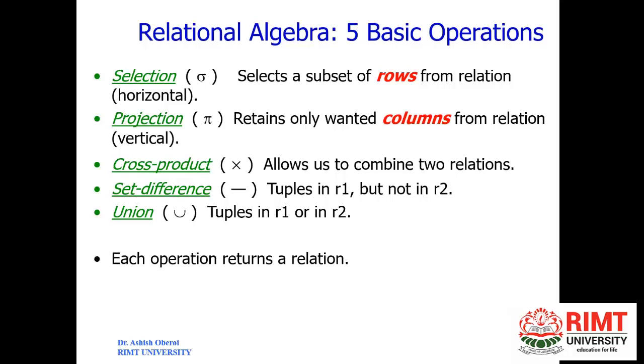Clear? So here we want to highlight only name as well as ID from the student relation. So our relation will be student and our projection will be on name and ID only, and other columns will not be projected.